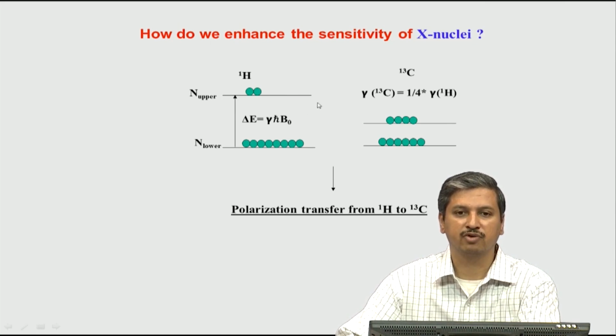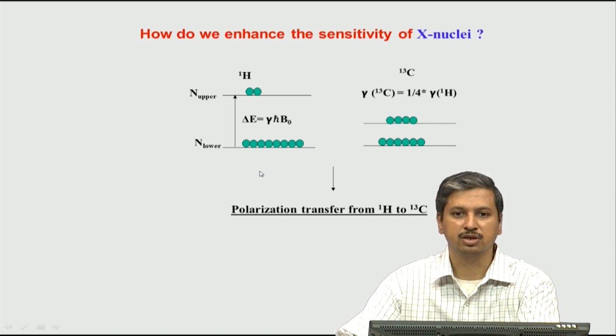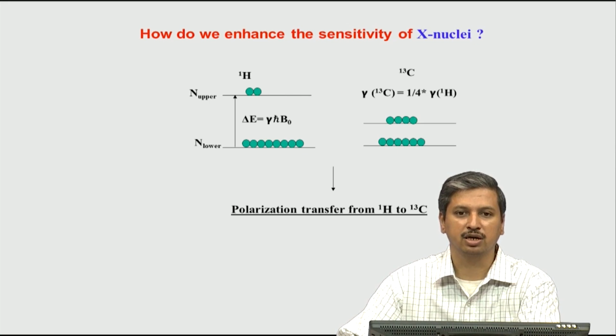In a similar way, if I transfer the polarization from a higher gamma nucleus to a lower gamma nucleus, then I will get the sensitivity enhancement of the lower gamma nucleus by a factor of 4 in this case, but a higher factor in case of nitrogen, depending on the gamma value. So, this is the basic philosophy or idea in all the heteronuclear NMR experiments that we do in NMR spectroscopy: we basically enhance the sensitivity of X nuclei by implementing this concept of polarization transfer.